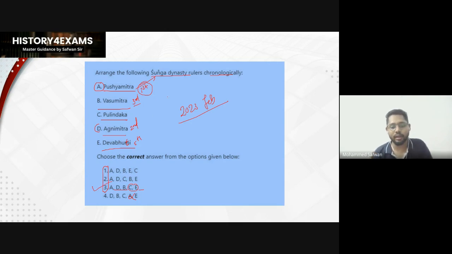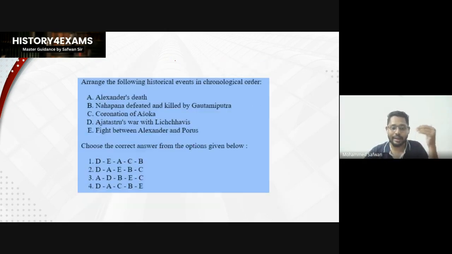So this is a basic question. As I said earlier, you have to know the founder of a dynasty, the last ruler of a dynasty, and other important rulers of that dynasty. Important ones, not each and everything. If that is with you, you can simply eliminate other options and come to the answer. This is one type of question. Another type of question is chronological, but not dynasty based; it's a feature based, contribution based question.